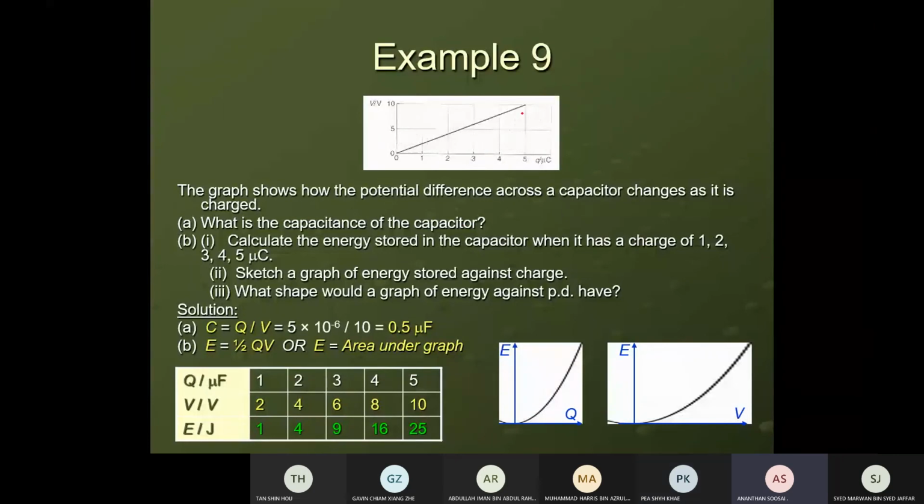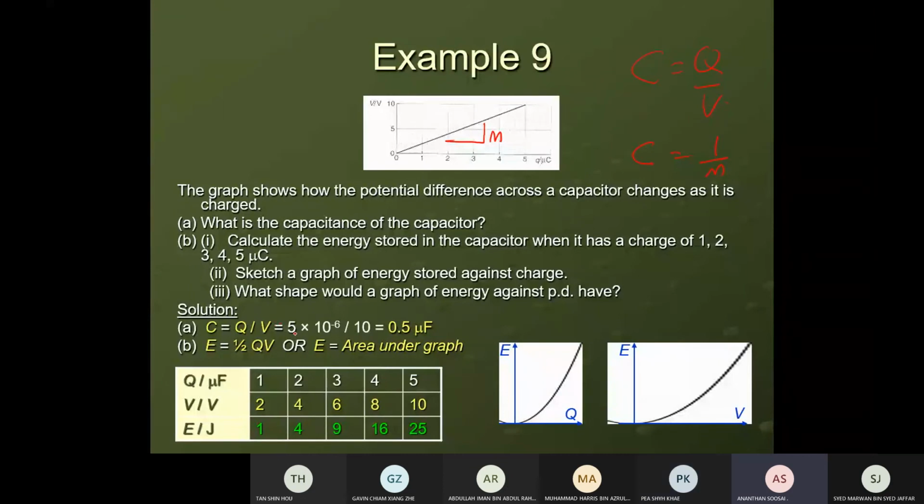So V versus Q. What represents capacitance? C equals Q over V. So the gradient, find the gradient. Then what is your C? C is the reciprocal of the gradient, correct? Reciprocal of the gradient is your capacitance. Or you can take maybe one coordinate. You can take one coordinate, Q over V also will give you the capacitance.